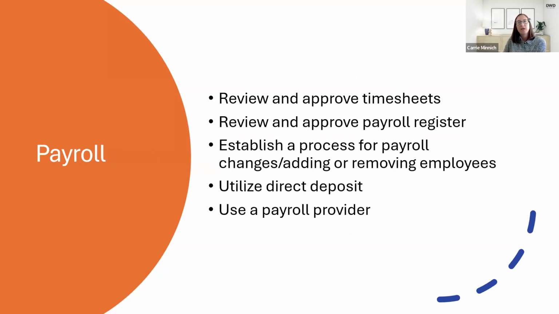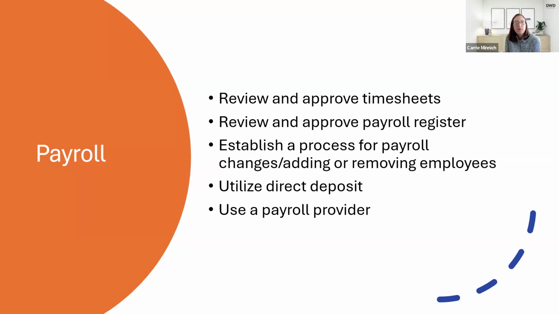Next is payroll. So the payroll risks include overstating hours. So someone saying they worked more hours than they actually did, paying individuals for work that they just didn't do, or even paying ghost employees. So ghost employees is someone that is not actually an employee of the organization, but has been set up to receive a payroll check. So that's fraud.